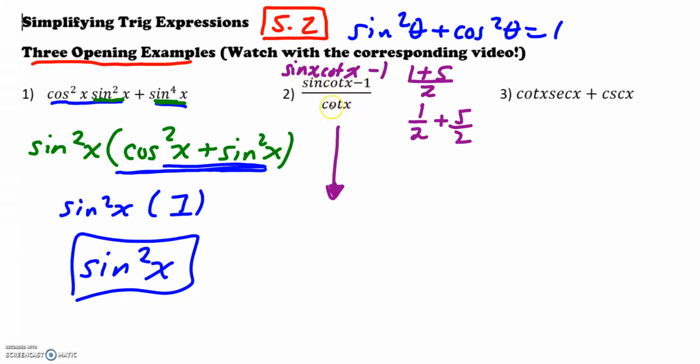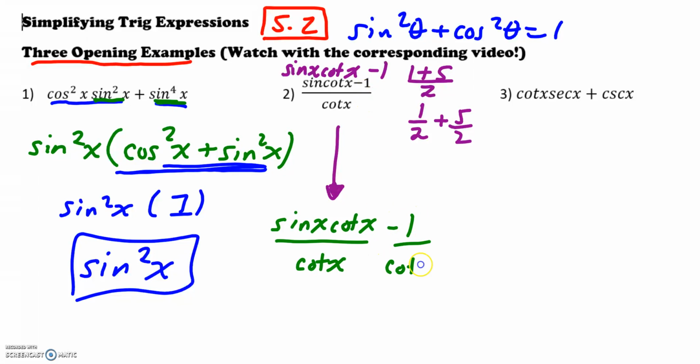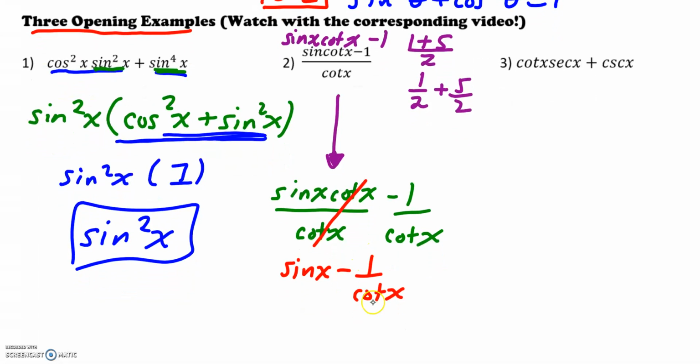If I take this problem and rewrite it something like this, we are saying that sine of x cotangent of x is over cotangent of x, minus 1 over the same denominator of cotangent of x. It's quite handy-dandy here because my cotangents cross out, so I'm left with just sine of x minus 1 over cotangent of x. And I don't know about you, but I don't really like it written like this. It doesn't seem as simplified to me.